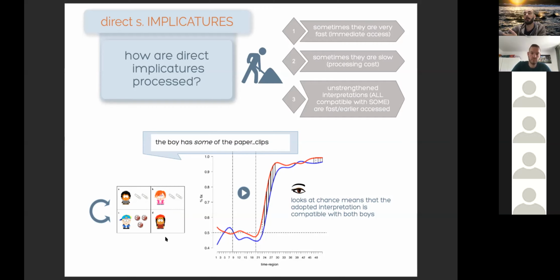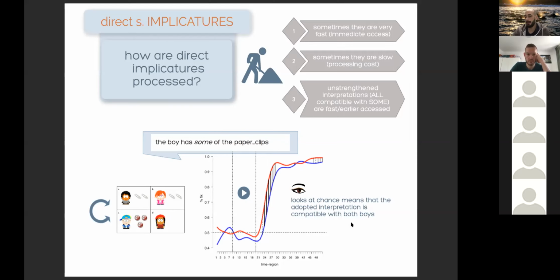Until you hear "some of the paper," if you do not derive the implicature, then these two boys are two possible references for the sentence. They might be two good targets. But when you hear "paper clips," you know we're talking about this kind of object, so you disambiguate to the boy who supports the implicature. If you had derived the implicature in advance, you wouldn't have to wait for "clips" to know that this boy has some but not all of the objects, and not that one. So you should select this boy already.